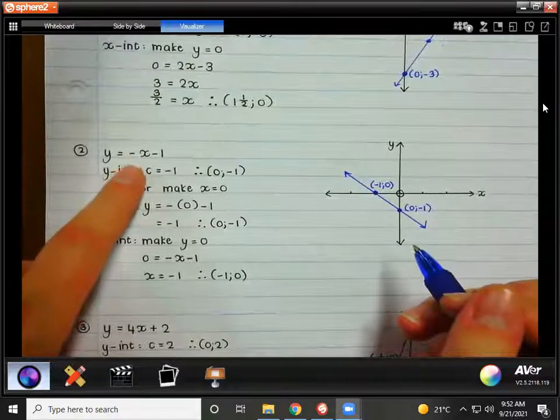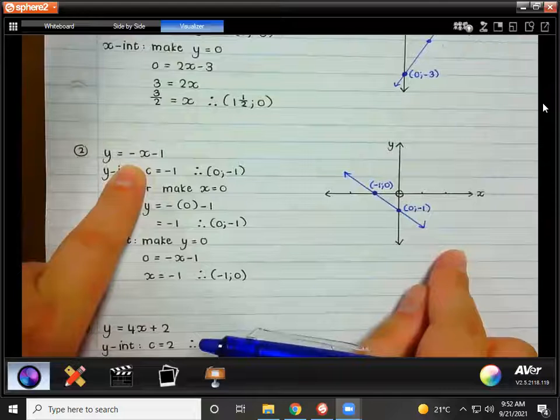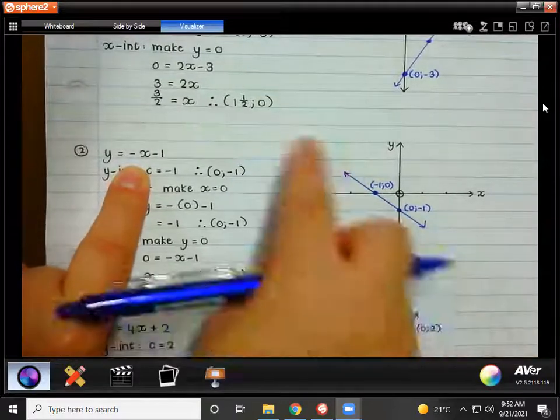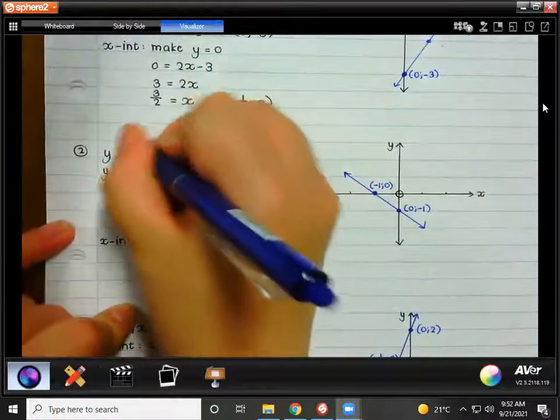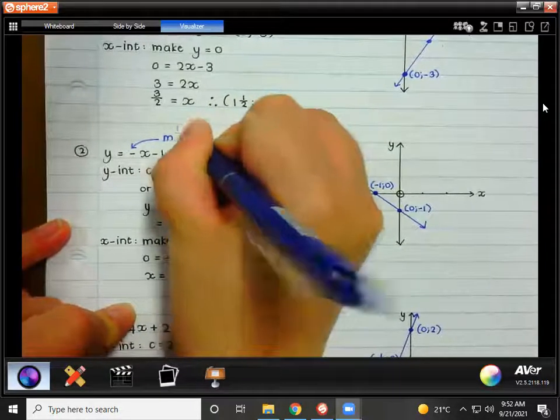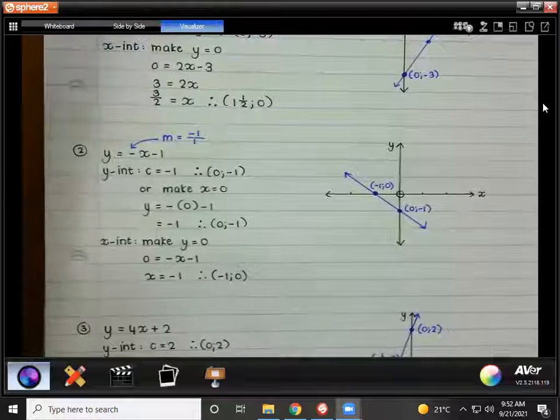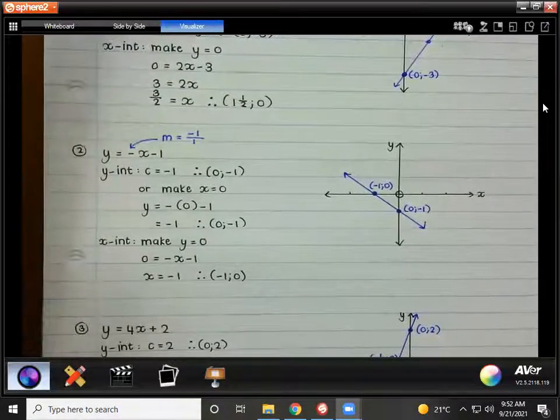-1, right? This graph has a negative gradient. Do you see the graph is going down? It's a decreasing graph. It has a negative slope. So the gradient here is -1 over 1. I'm going to write it like that. -1 over 1, is that the same as -1? Okay, -1 divided by 1, yes.